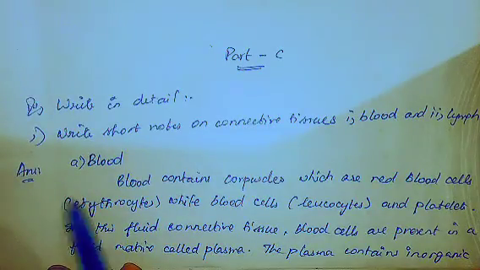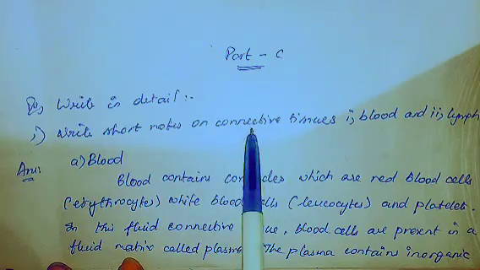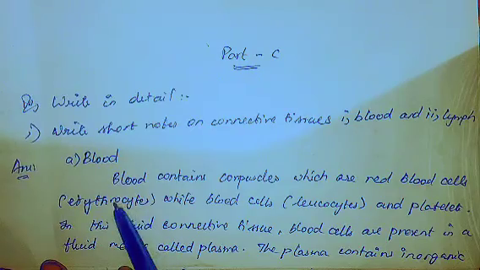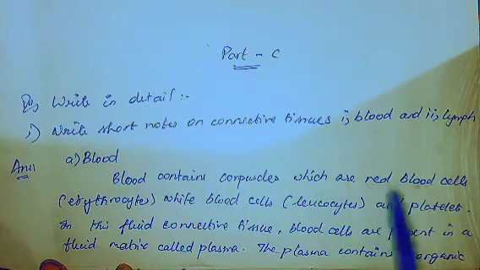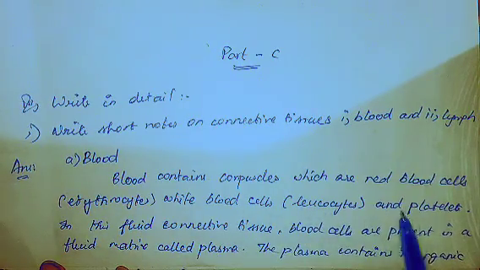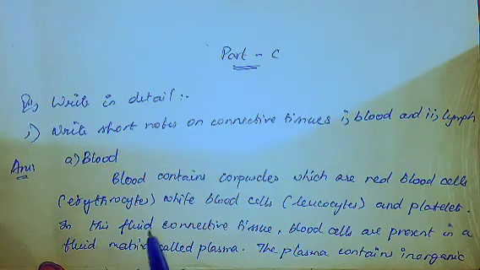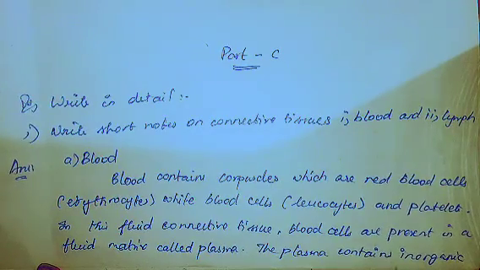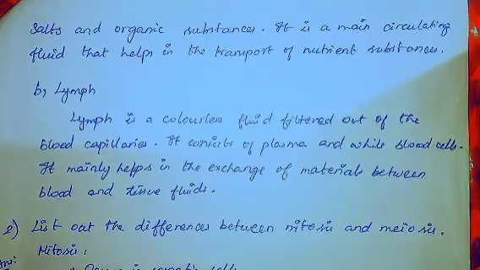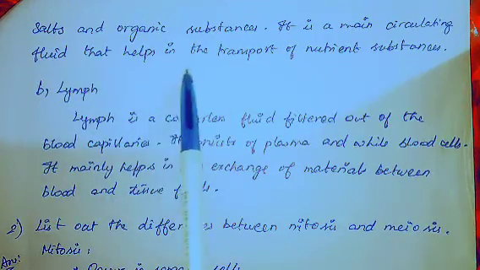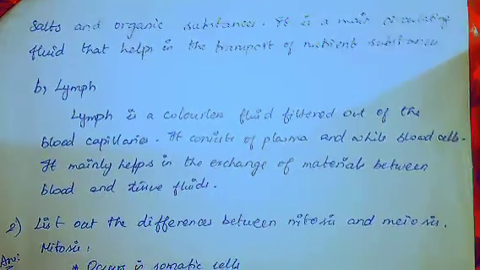Part C, write in detail. First one, write short notes on connective tissues, blood and lymph. Put the heading blood. Blood contains corpuscles, which are red blood cells, erythrocytes, white blood cells, leukocytes and platelets. In this fluid connective tissue, blood cells are present in a fluid matrix called plasma. The plasma contains inorganic salts and organic substances. It is the main circulating fluid that helps in the transport of nutrient substances.